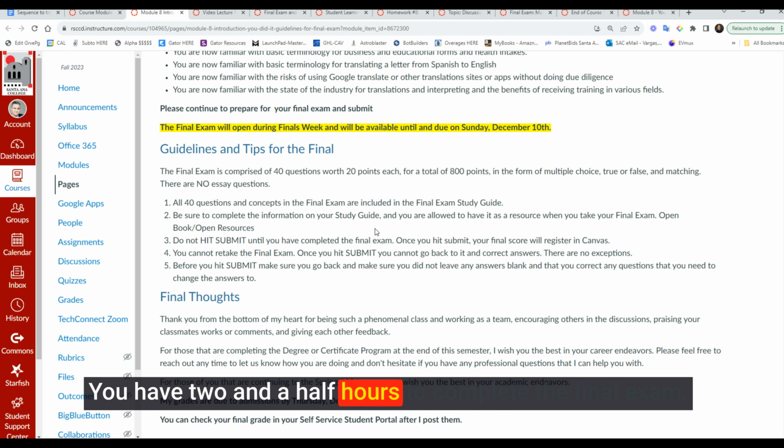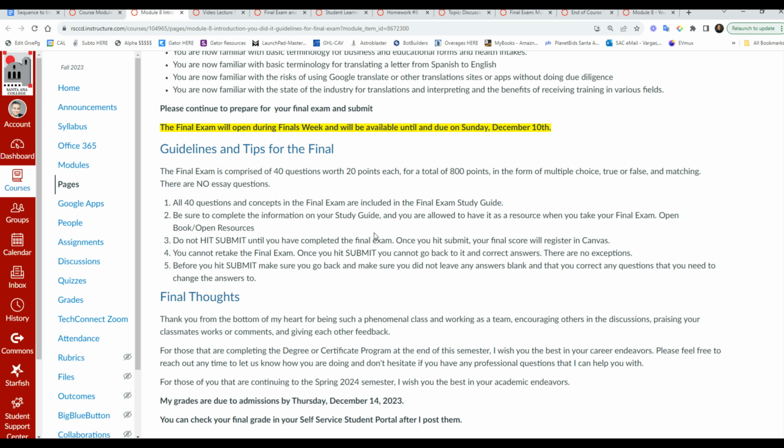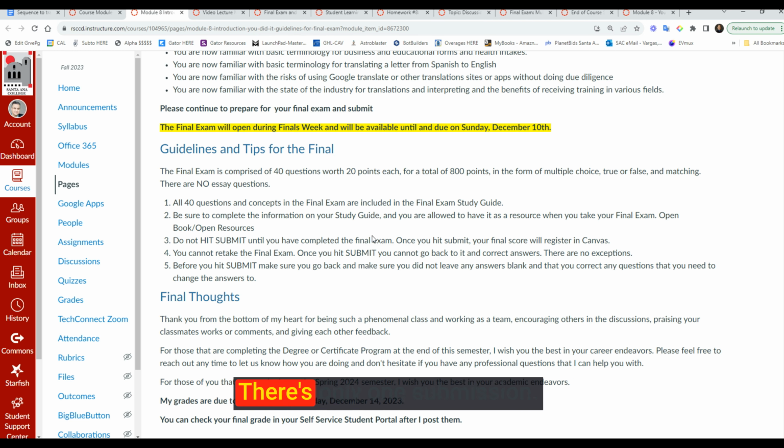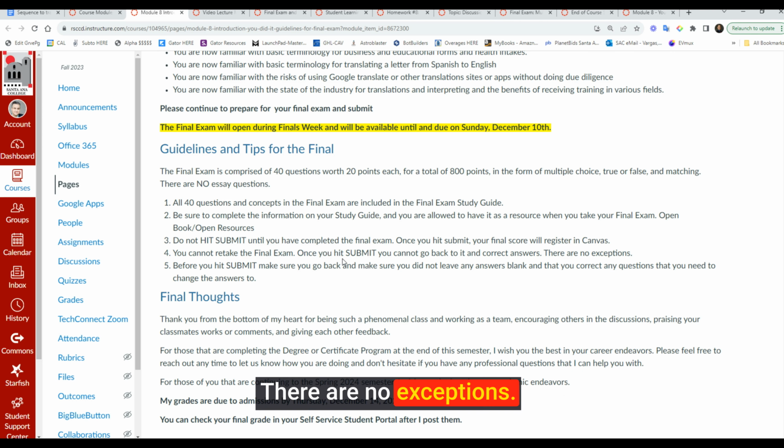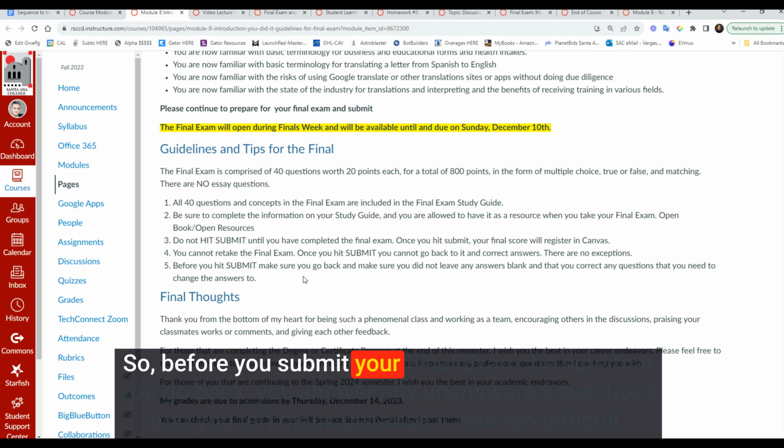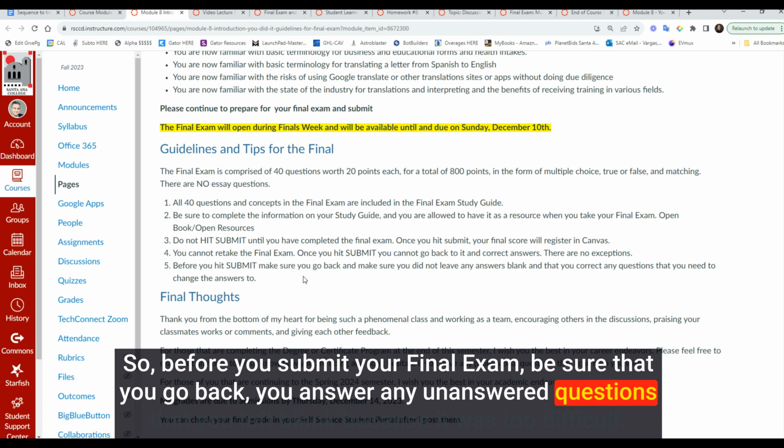You have 2.5 hours to complete the final exam, and you can only take it once. There's only one submission. And once you submit it, that's it. You cannot go back and correct any answers. There are no exceptions. So before you submit your final exam, be sure that you go back to answer any unanswered questions that you left blank because it was too difficult.